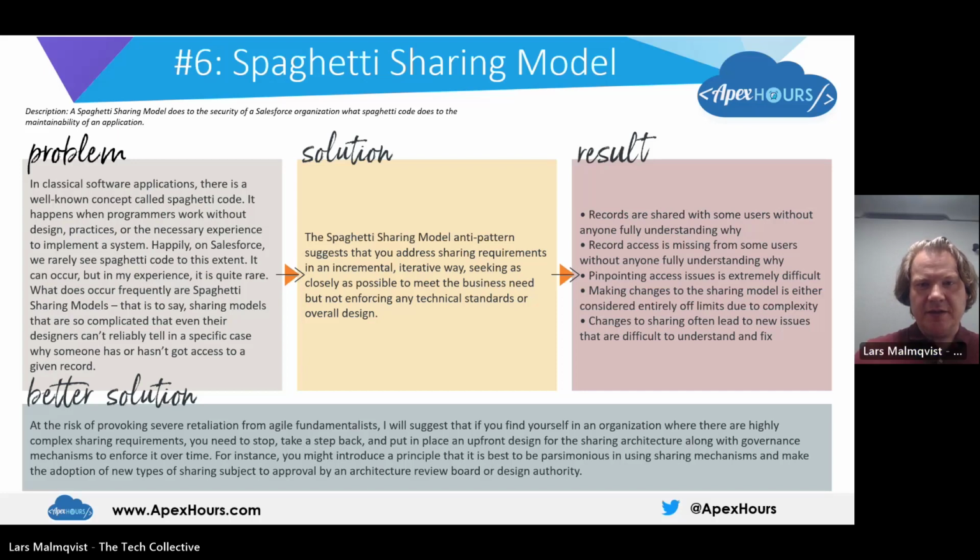So the spaghetti sharing model anti-pattern presents a significant challenge because it often emerges from a well-intentioned attempt at accommodating complex sharing requirements in a Salesforce org. And by adopting a more deliberate and organized approach to sharing architecture, and having these governance measures in place, you can avoid falling into the anti-pattern, and you can make sure that your Salesforce environment doesn't go out of control.